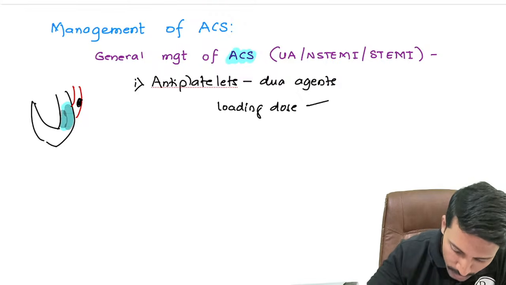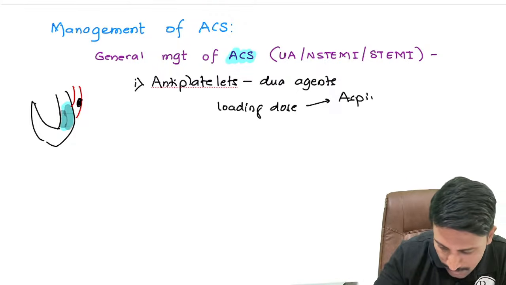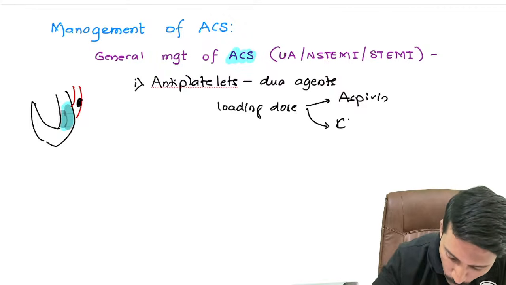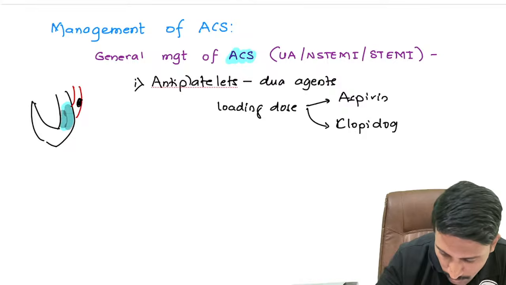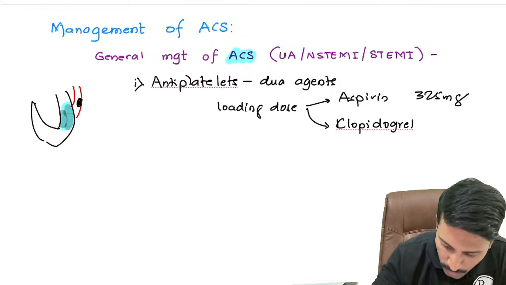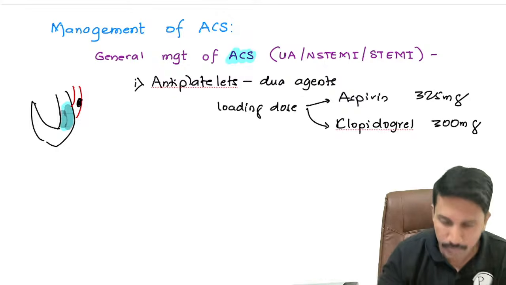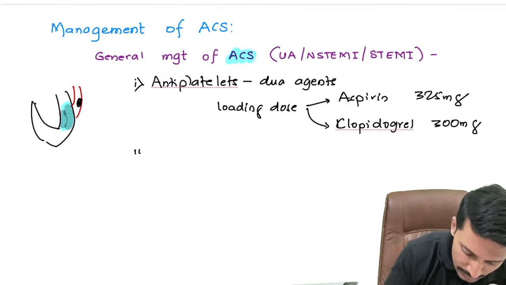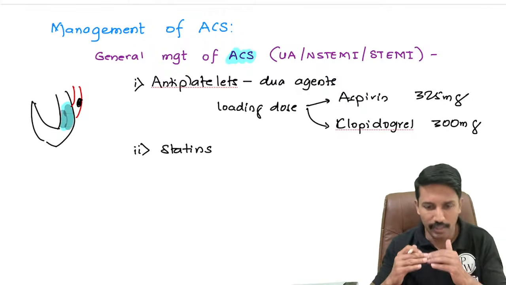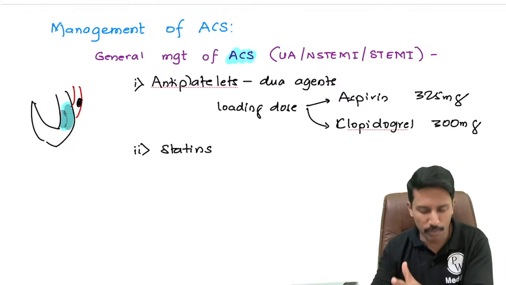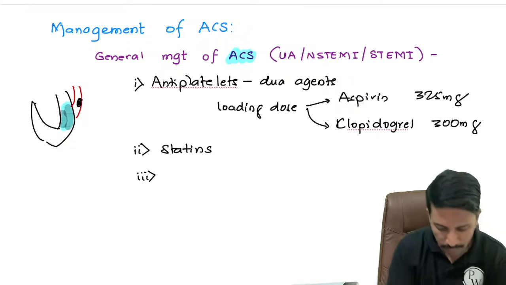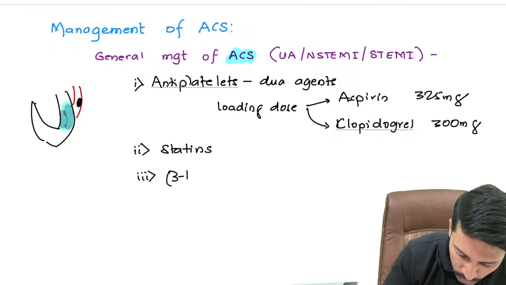You should mention the loading dose of aspirin and clopidogrel. Aspirin we will give 325 milligrams and clopidogrel we will give 300 milligrams. Okay. Then second thing, we will give statins because atheromatous plaque formation will be halted by giving statins. Third, we will administer these patients beta blockers.